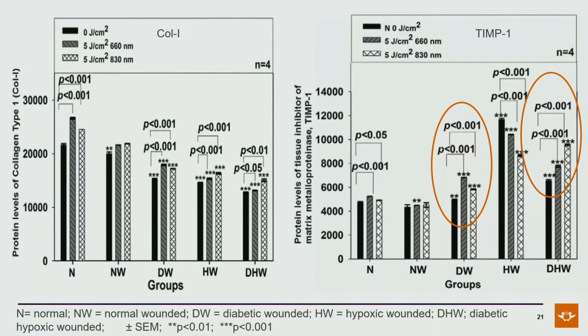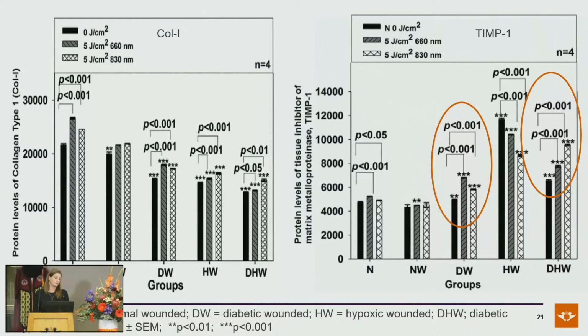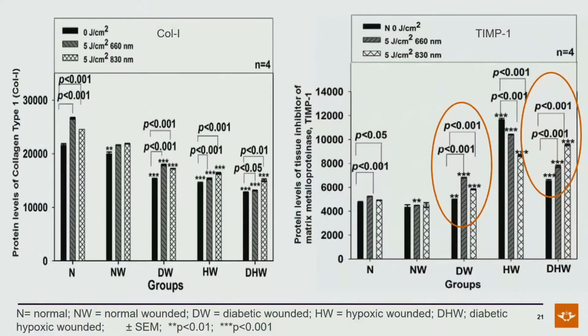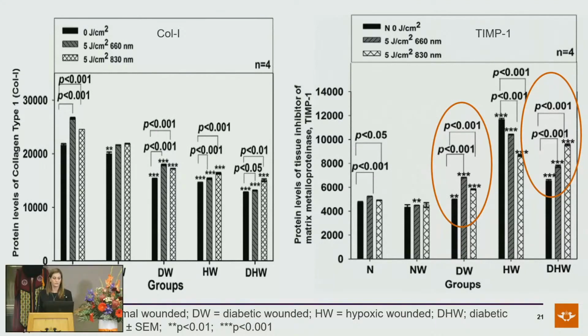If we look at the first graph on the left, which represents collagen type 1, we can see that there's a decrease in the diabetic wounded, hypoxic wounded, and diabetic hypoxic wounded cells as compared to the normal cells. And this is what one would expect to see because there's decreased collagen production in patients with diabetes. However, when we irradiated these stressed cells at 660 or 830 nanometers, there was an increase in collagen. When we looked at TIMP1, we can see that it is the inhibitor of the MMPs, those enzymes that degrade the collagen. After irradiation, there is an increase in the diabetic wounded and diabetic hypoxic wounded cells.